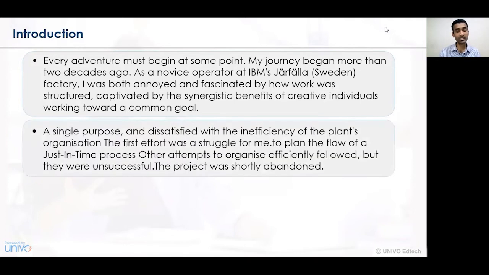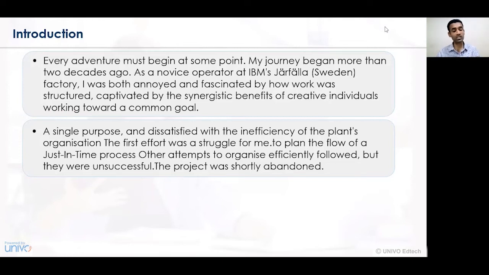A single purpose, and dissatisfied with the inefficiency of the plant's organization. And the first effort was to struggle to plan the flow of just-in-time processes. So initially, the first struggle undertaken by the researcher in this particular case study was to organize a flow process or flow of activities. And for those considerations, the concept of JIT, that is just-in-time processes, was adopted. Several other attempts to organize efficiently were also followed, but they were unsuccessful and the project was shortly abandoned.